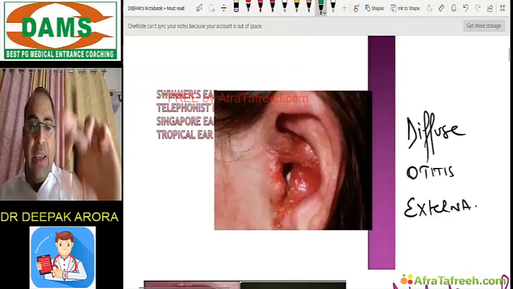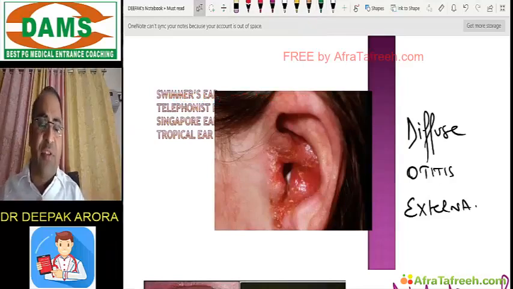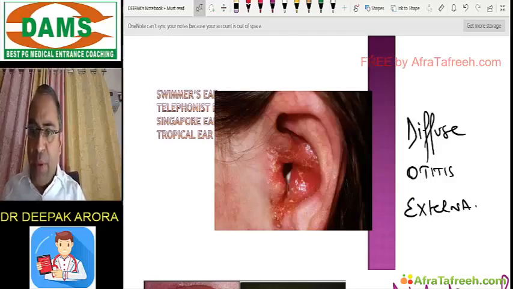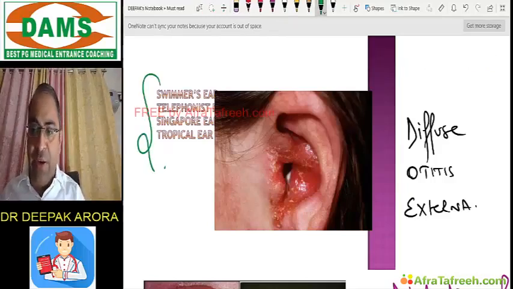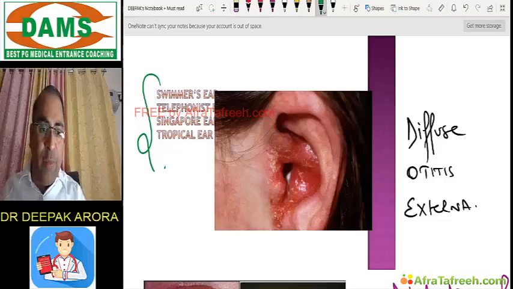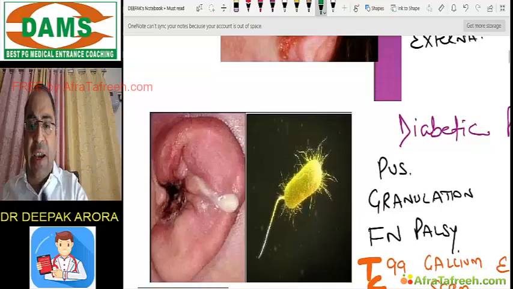If the examiner gives you this type of history, there is ear discharge, redness on the pinna, we label it as diffuse otitis externa. Different books, different synonyms. It may be known as swimmer's ear, telephonic ear, Singapore ear, tropical ear. Four important one-liners for diffuse otitis externa. Clear?